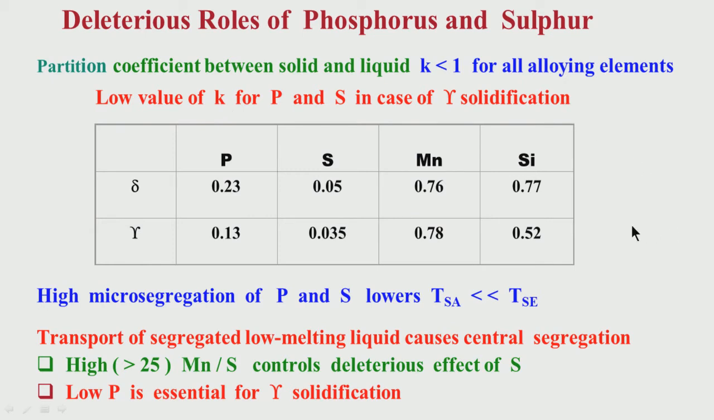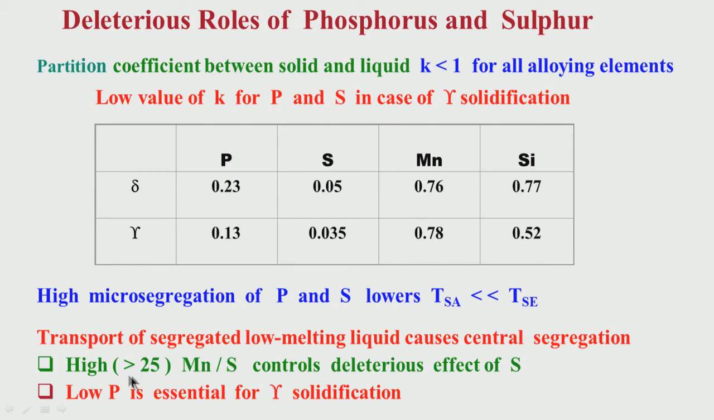So, phosphorus and sulfur k values in case of gamma solidification is relatively much lower. So, what is going to happen? What are the consequences? These two elements will give rise to high level of microsegregation, and consequently the actual solidus becomes much lower compared to the equilibrium solidus. So, what are the consequences? The microsegregation level caused by phosphorus, sulfur in case of gamma solidification is much more.